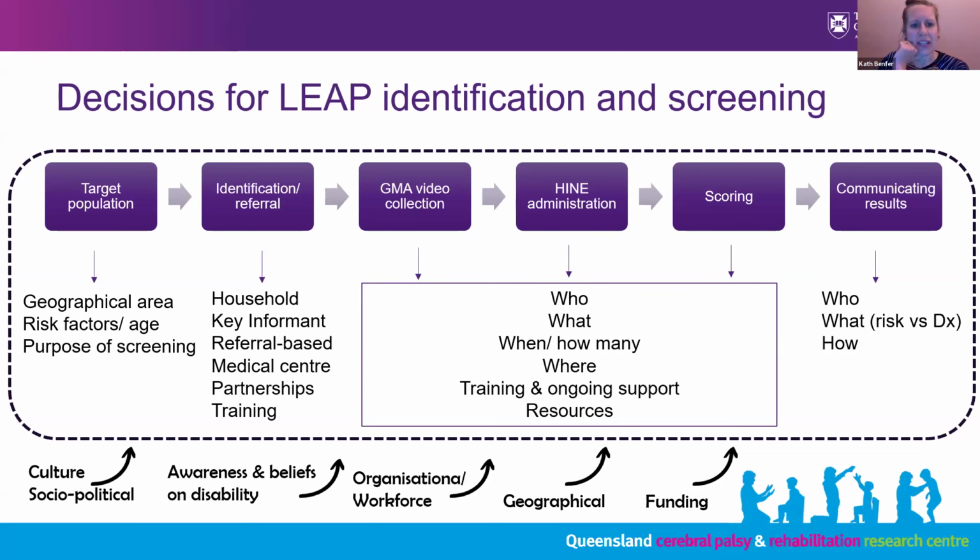With regards to the identification, you'll hear some other models today, but anything within LEAP, we use anything from household surveys to a key or a modified key informant, referral based from existing health services, and partnerships within medical services. And I just wanted to highlight with each of these steps the real important part that training has to play. So it's not just getting people to identify these babies, but all of the training and support that's required to really upskill them in that.